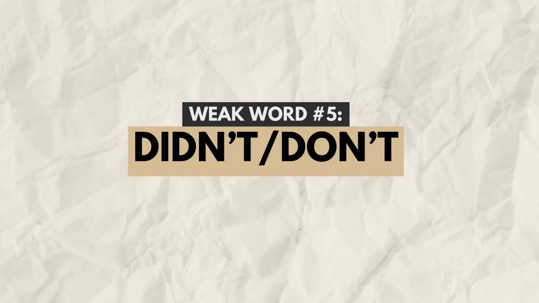Weak word number 5 is didn't or don't. Didn't can often feel like hitting pause on the story to tell us something totally unnecessary, to tell us what didn't happen, instead of telling us what happened. This is one that I'm very guilty of. I'm always catching this in my writing, doing these double redundancy things of like, "I didn't do this, but I did do this." And most of the time, you don't have to tell us what you didn't do.